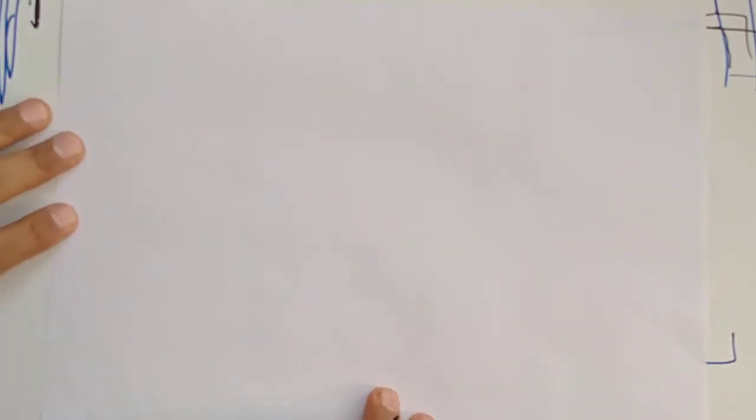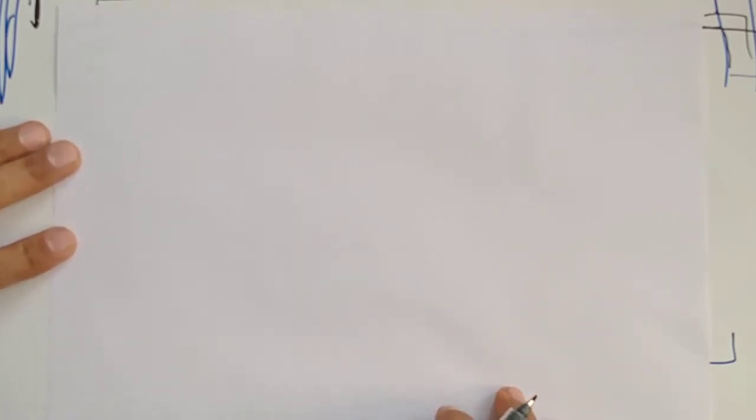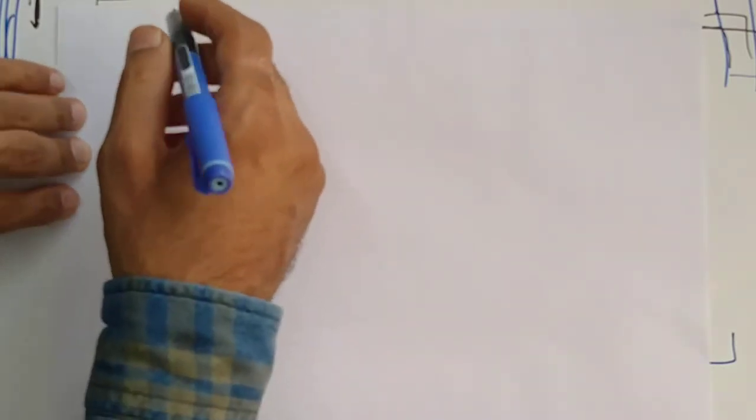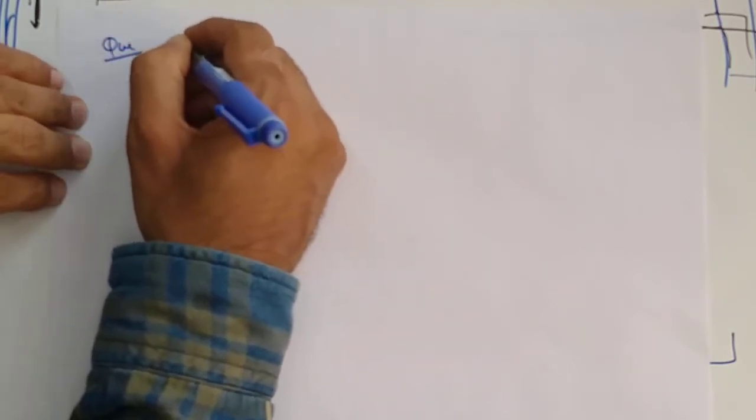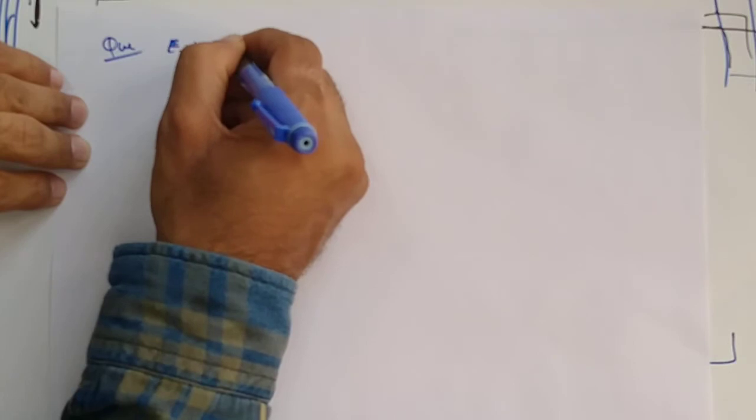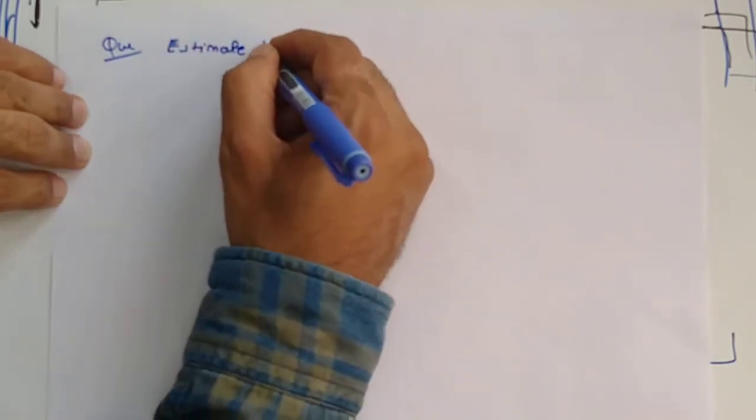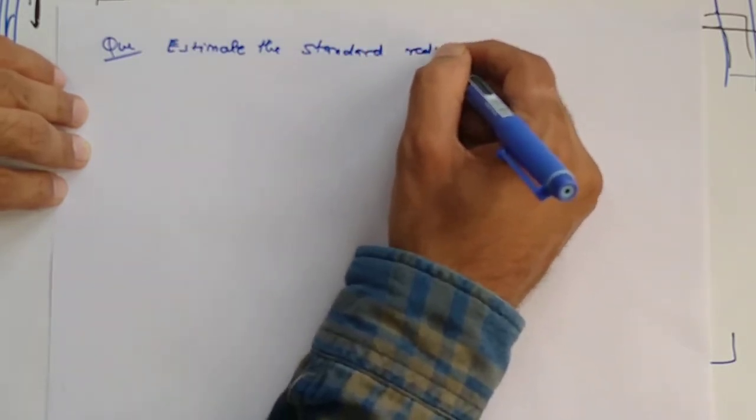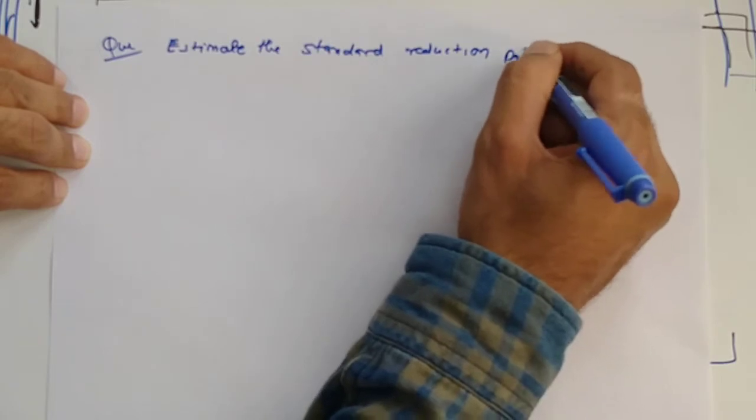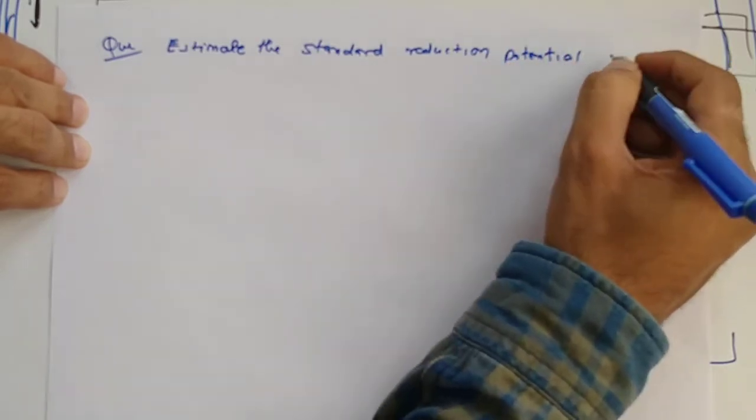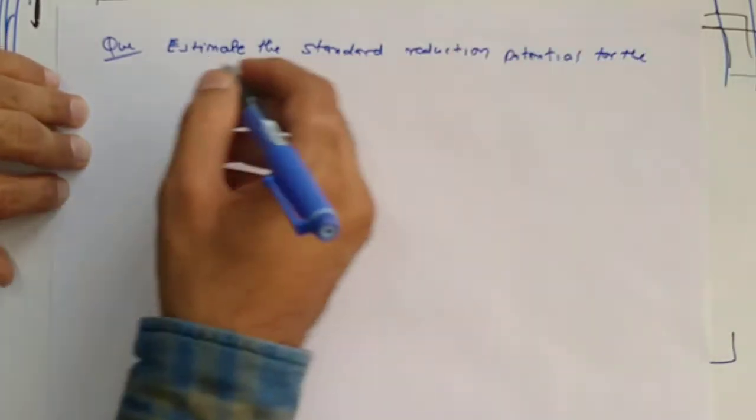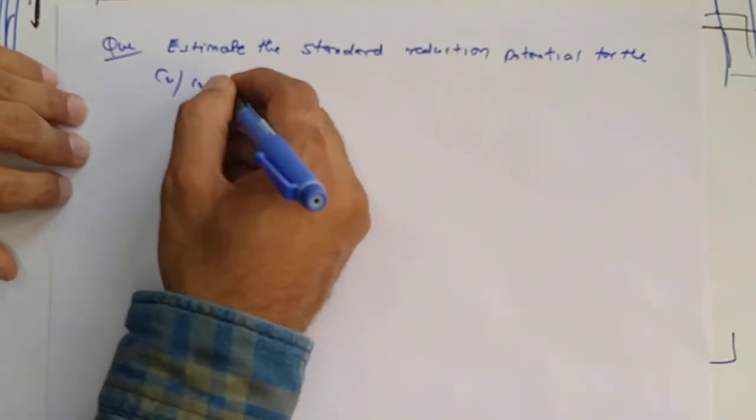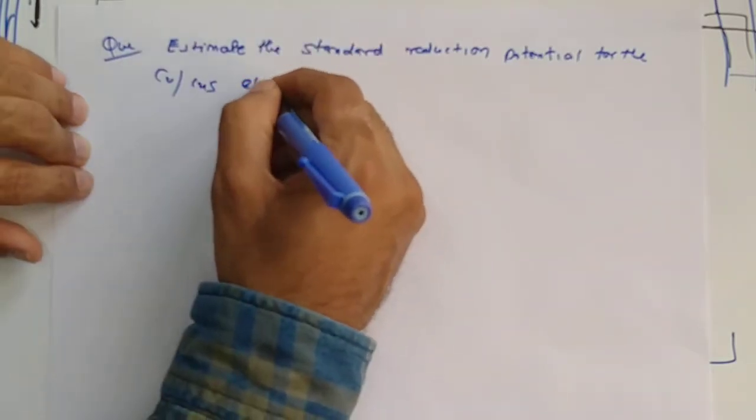Now next, a new question. Estimate the standard reduction potential for the copper | CuS electrode.